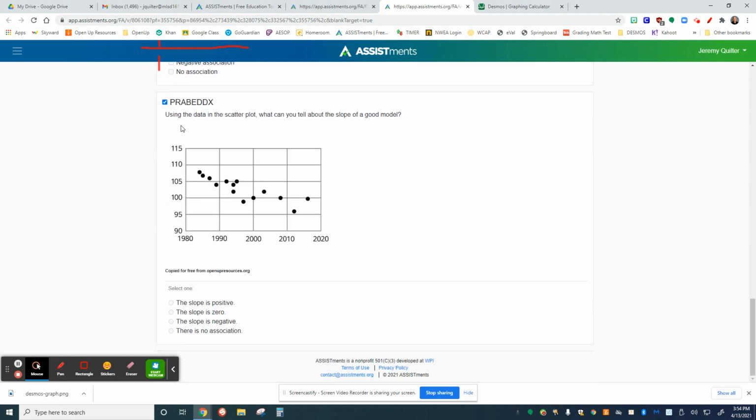For the last one, using the data in the scatter plot, what can you tell about the slope of a good model? Meaning, if you were to put a line of fit in here, the line is going to be your model, what would that line tell you about these data?